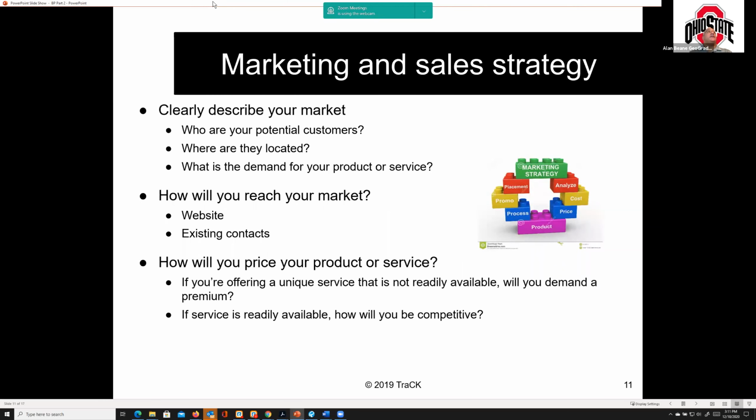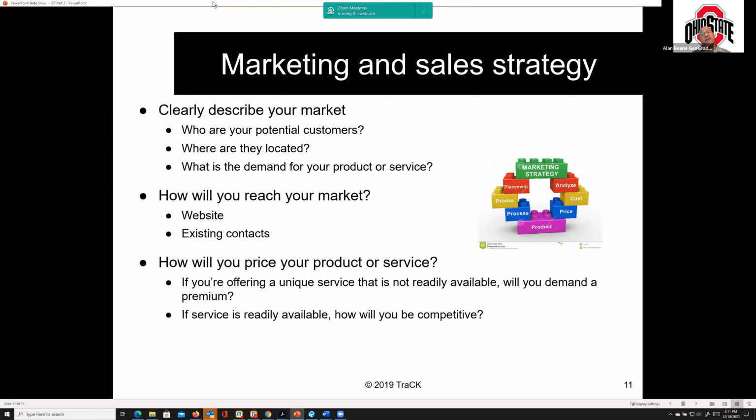Marketing and sales strategy. Clearly describe your market. Is it counties? Is it cities, Department of Transportation agencies, transit agencies? I mean, what is your market in terms of who are your potential customers? Where are they located? Are they in your backyard? Are they in neighboring states?